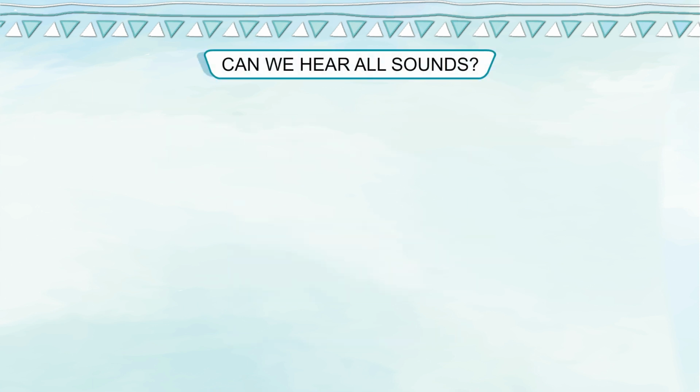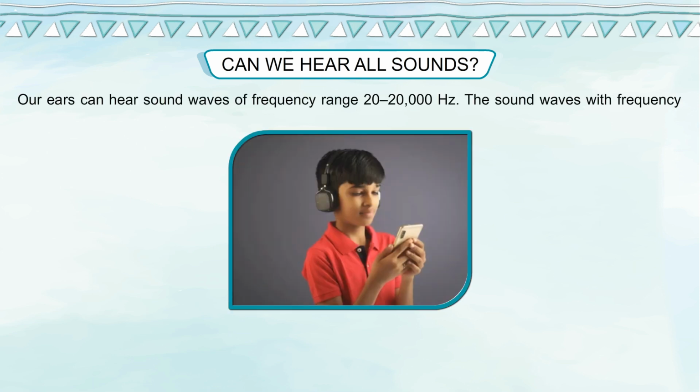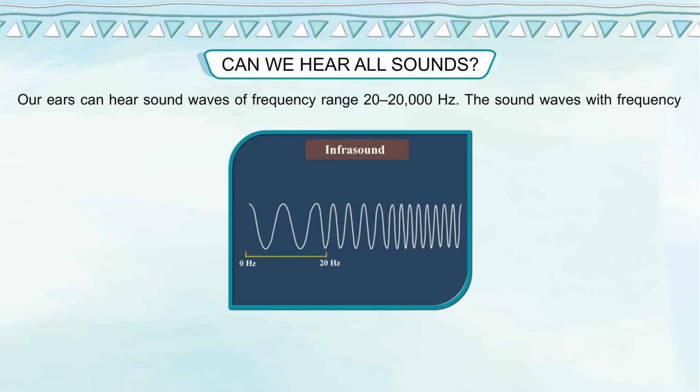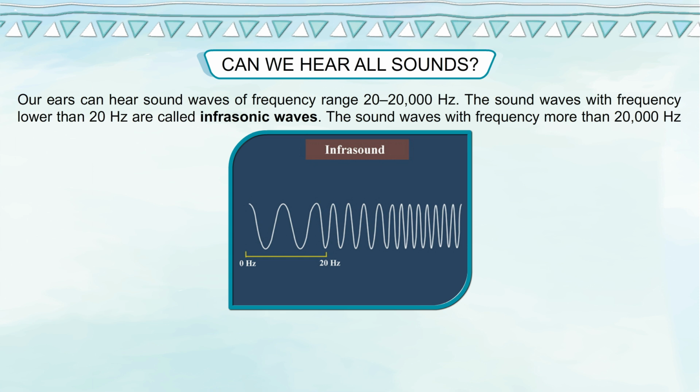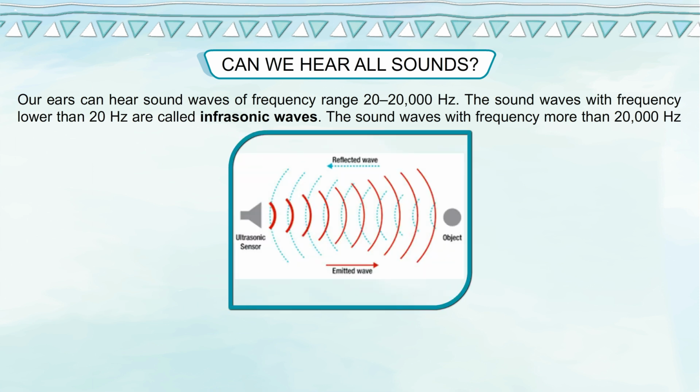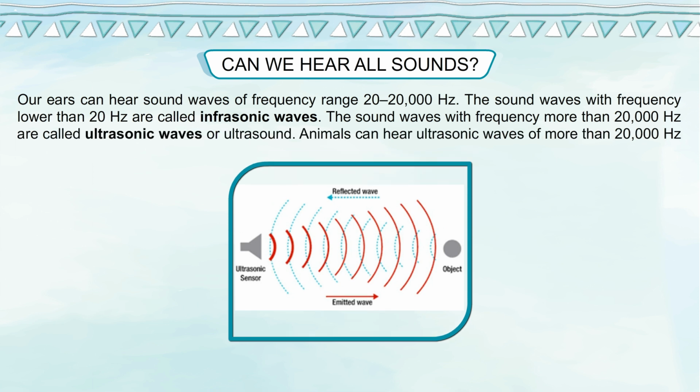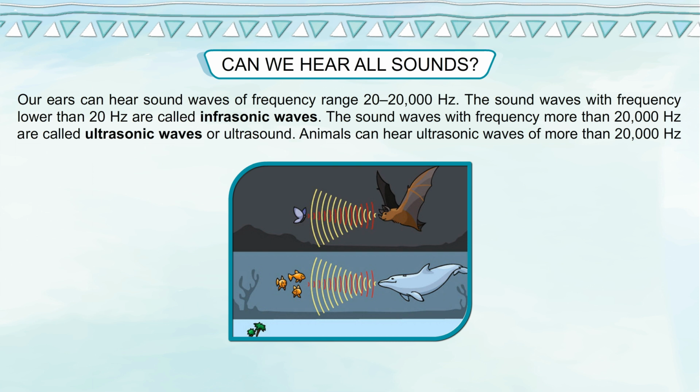Can we hear all sounds? Our ears can hear sound waves of frequency range 20 to 20,000 Hz. The sound waves with frequency lower than 20 Hz are called infrasonic waves. The sound waves with frequency more than 20,000 Hz are called ultrasonic waves or ultrasound. Animals can hear ultrasonic waves of more than 20,000 Hz frequency. This is the reason they are more alert than us.